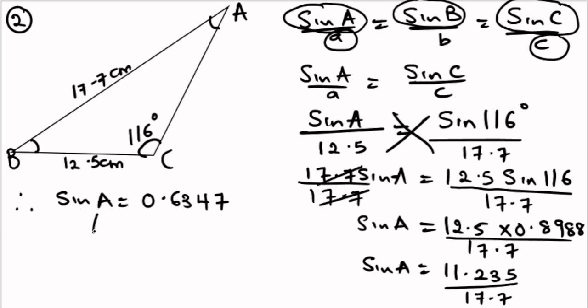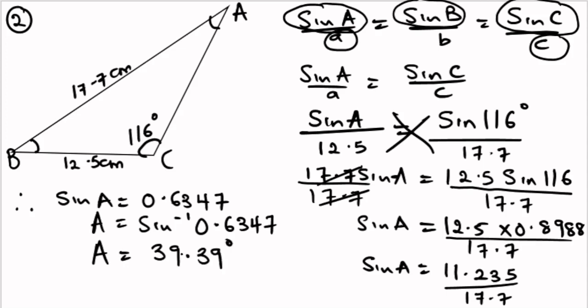So for us to get the value of A, we have to look for the opposite of sine, which is sine inverse. So A is equal to sine inverse of 0.6347. Using your 4-figure table or your scientific calculator, sine inverse of 0.6347 gives us 39.39 degrees. A approximately, I want to put it to 3 significant figures, 39.4 degrees. So now that we've gotten the value for A, we can actually put it in a triangle.